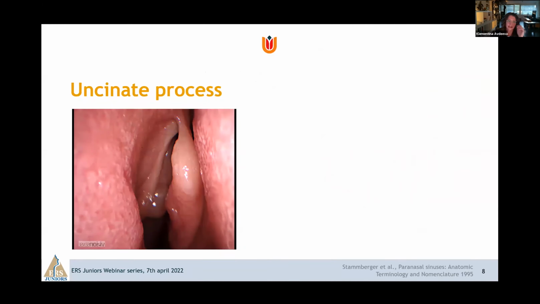So the first lamella is the lamella of the uncinate process. We're looking now into the right nasal cavity. This is the nasal septum, the right middle turbinate, and this is the uncinate process. As we have mentioned before, anterior to the uncinate process, there is the maxillary line. That's the protrusion of the nasolacrimal duct.